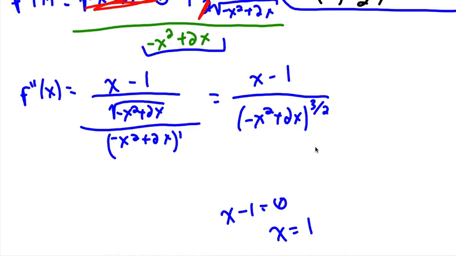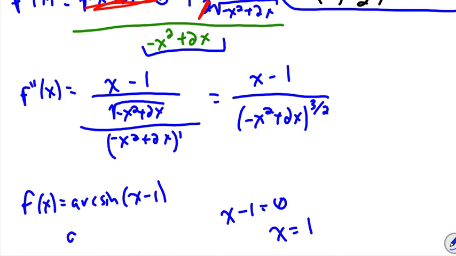Okay, now that is your x coordinate. We need to plug that back into the original function, arc sine x minus 1. So I'm looking for arc sine of, if I plug 1 in here for x, 1 minus 1 is 0. So that gives me 0.